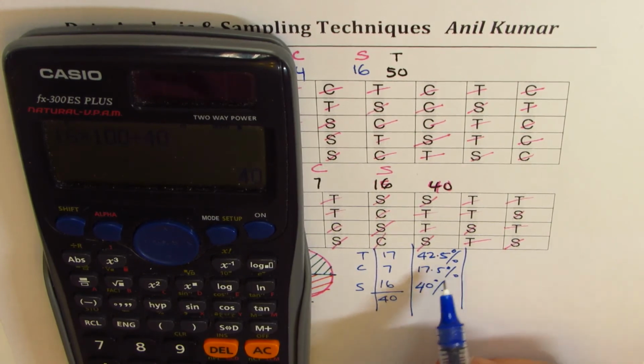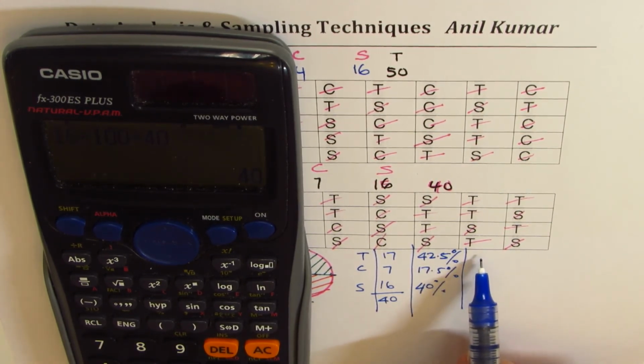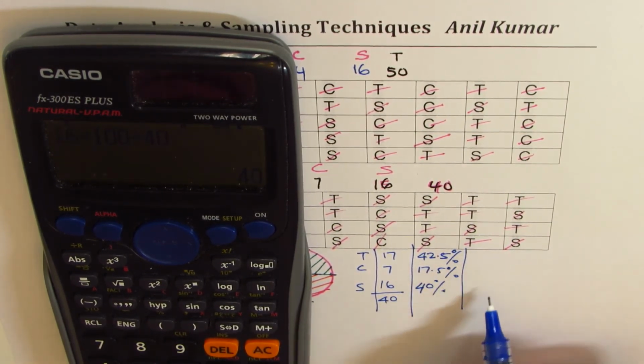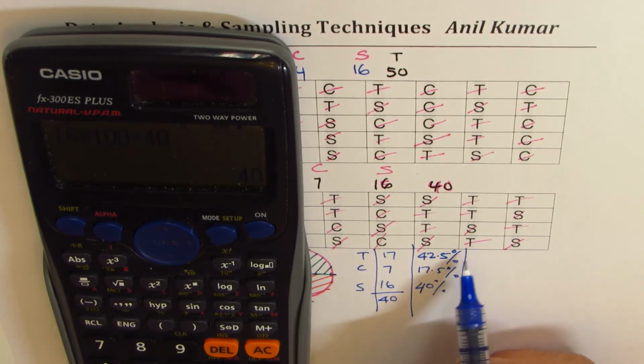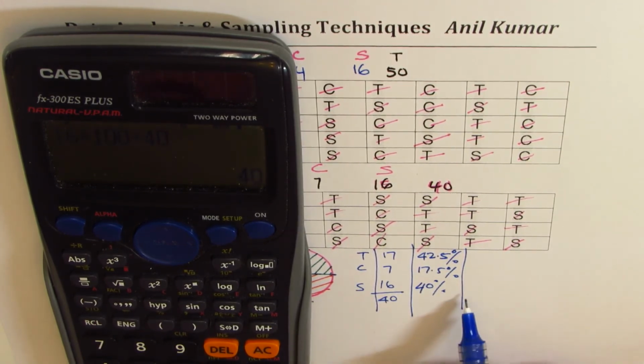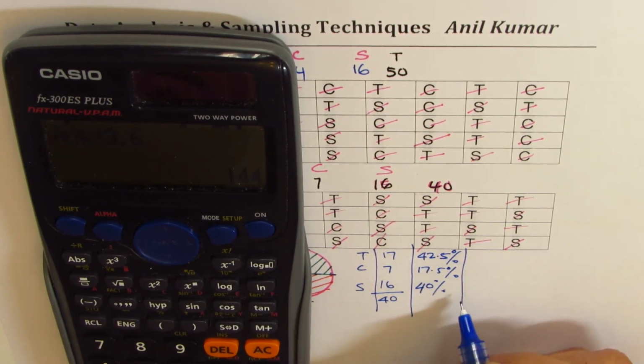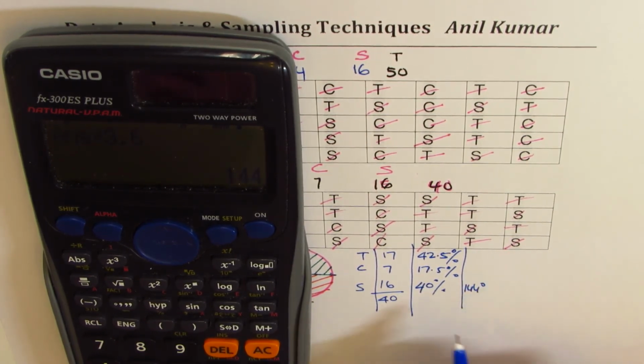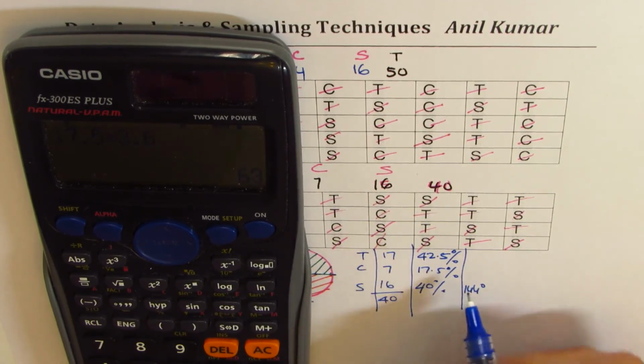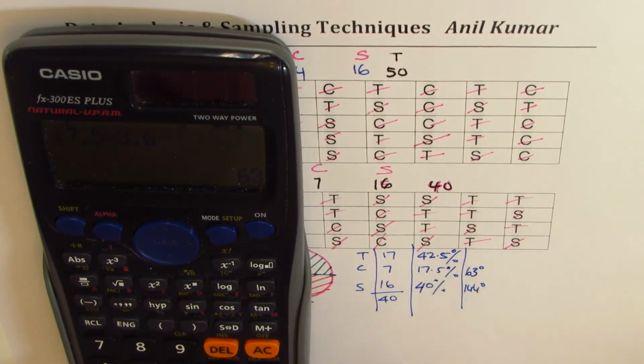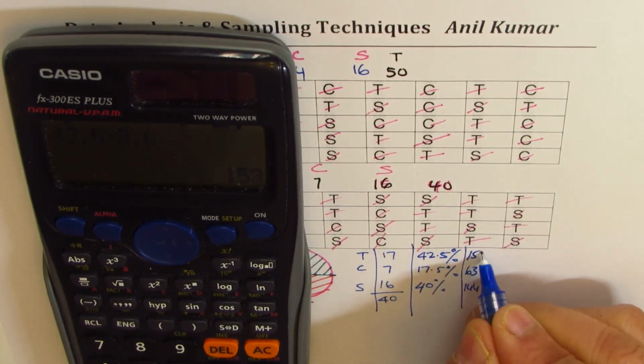Now let's write them in degrees. Since it is 360 degrees, we are going to multiply by 3.6. So we'll start from here. 40 times 3.6 in degrees is 144 degrees. 17.5 times 3.6 is 63 degrees. And 42.5 times 3.6 is 153 degrees.